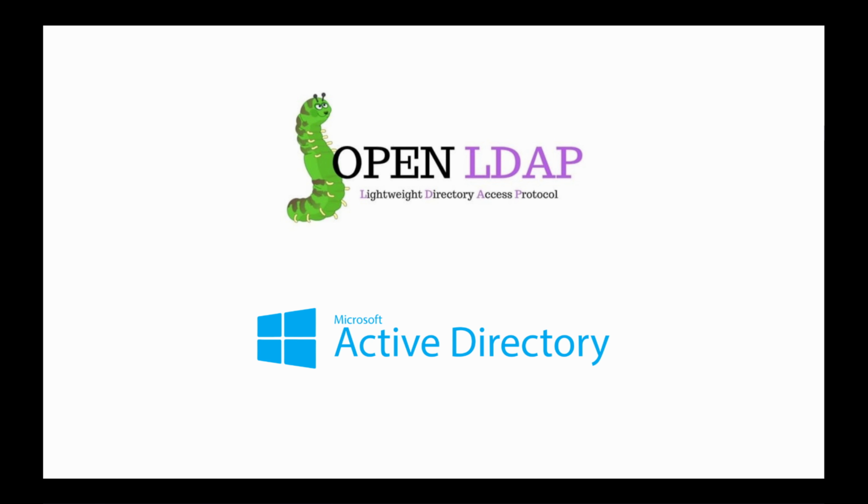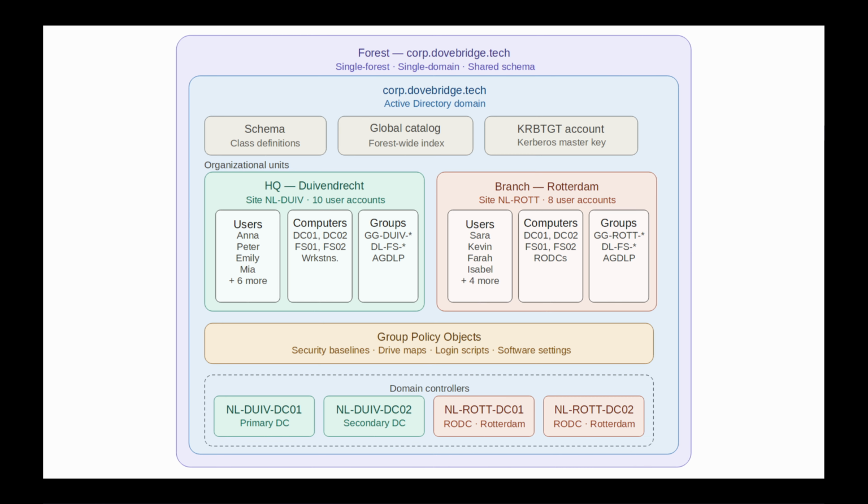It takes LDAP as its foundation and builds an entire enterprise identity platform on top of it, adding Kerberos authentication, multi-master replication between domain controllers, group policy, site-aware topology, and much more. When we deploy Active Directory today, we're deploying a directory service that speaks LDAP. Every Windows machine on the DoveBridge network, every future Linux server, every application that supports LDAP authentication, all of it will be able to talk to the identity platform we're building.